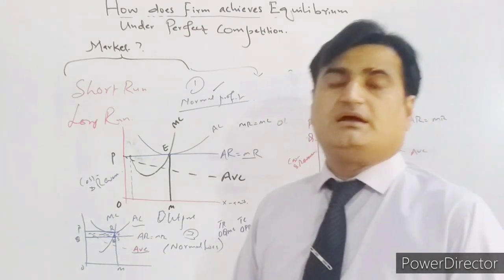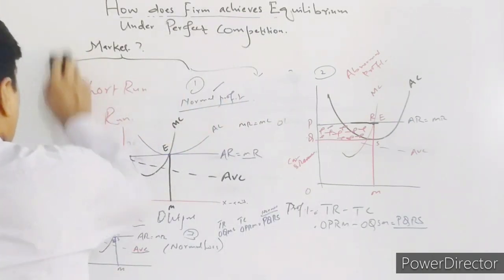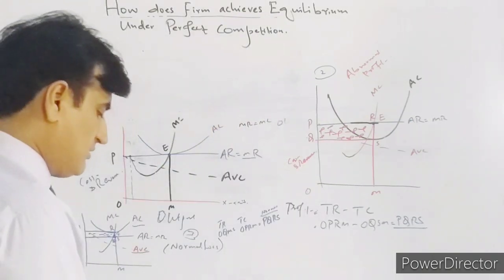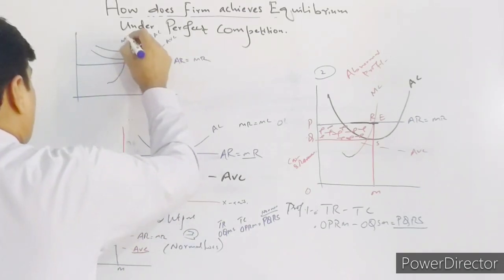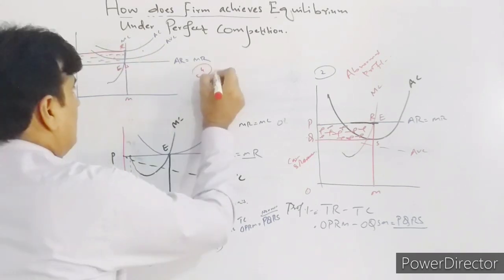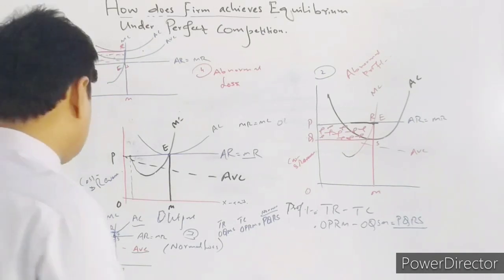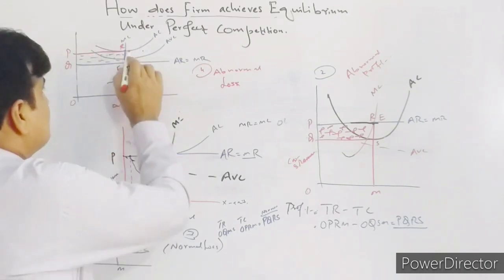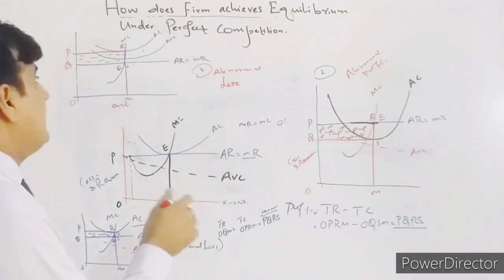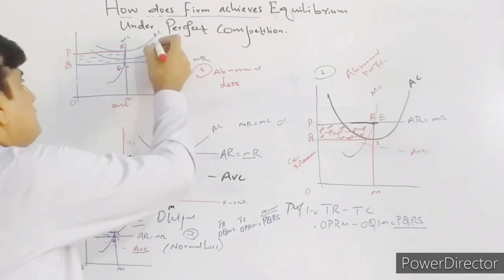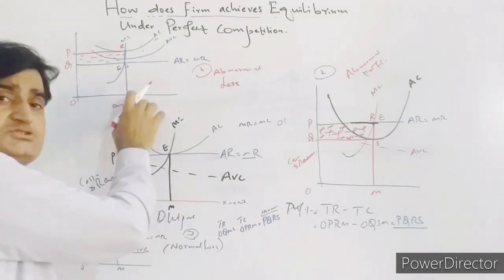The firm under perfect competition may earn abnormal loss. Abnormal loss we are drawing here. How does the firm achieve abnormal loss? The firm may earn abnormal loss because in this case the firm does not recover its fixed as well as its variable cost, because the firm is bearing total loss, because the firm fails to recover its average cost and average variable cost. So in this case the firm should have to shut down.